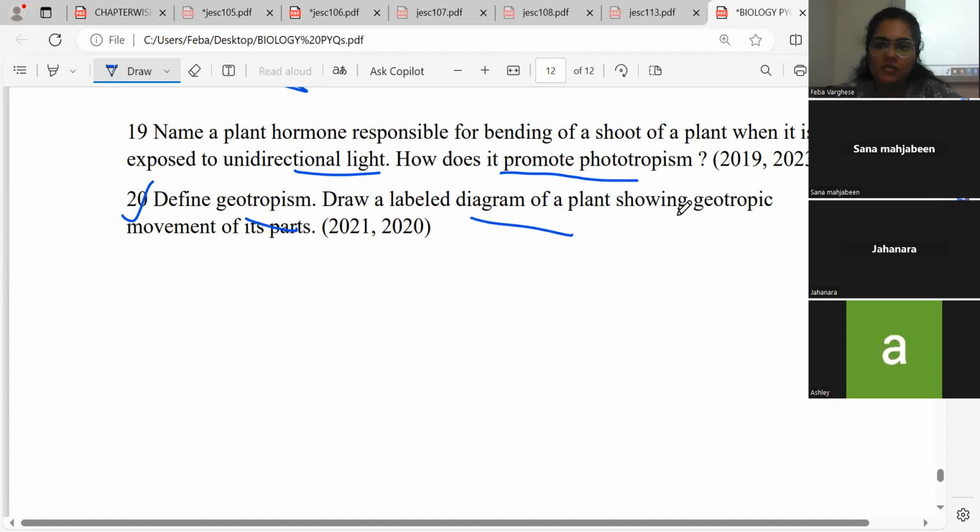Now 20. Define geotropism. You know it. Draw the labeled diagram of the plant showing geotropic movement of the plant part. You know it. The diagram you have to draw.